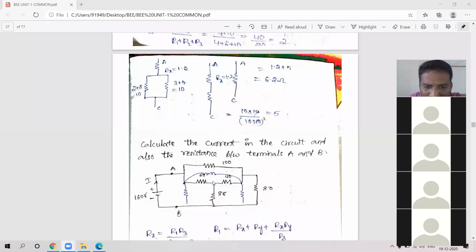I think the values are clear. The above one is 100 ohms, and these two are 60 and 40, and between 60 and 40, 88 is connected, and this is the 80 ohms connected branch. You need to make use of this hint between 60 and 40. This is a star connection. If you make it into delta, nothing but a pi model, you will get the circuit minimization, from which you can work it out.